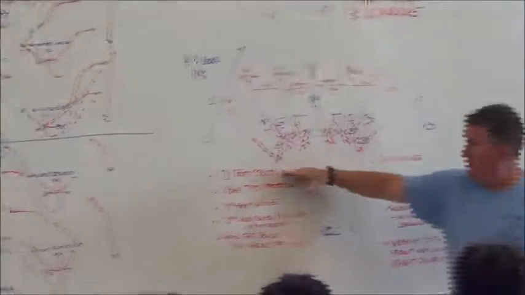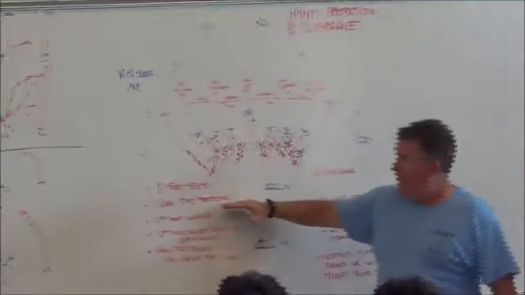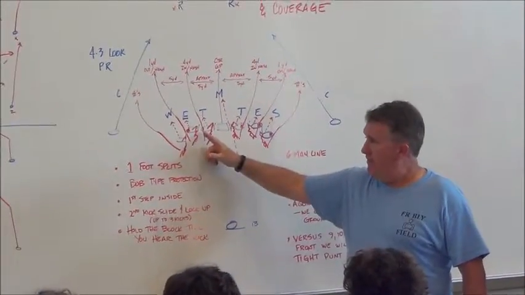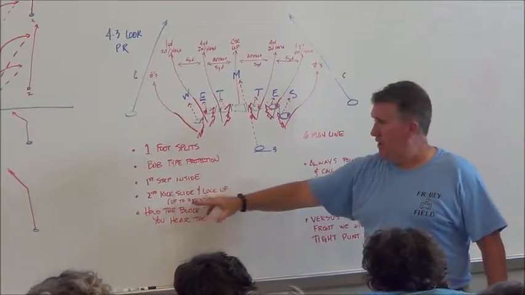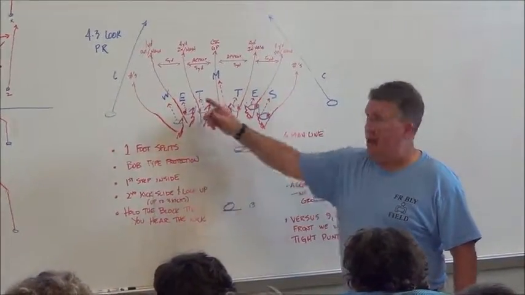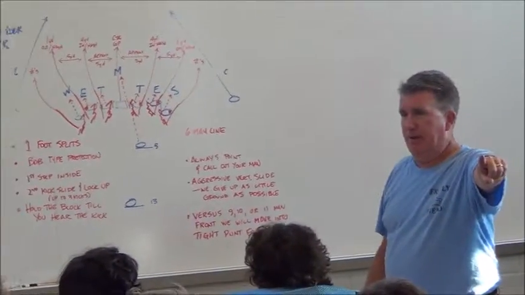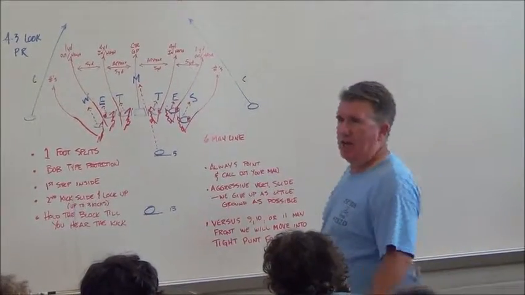Okay, so 1 foot splits is going to be a bob type protection. Your first step is going to close off the inside gap, and then second, and up to 3 kick slides and lock up. But when I say kick slide, we're not looking to get a lot of depth. You'll know when you need to attack your man.